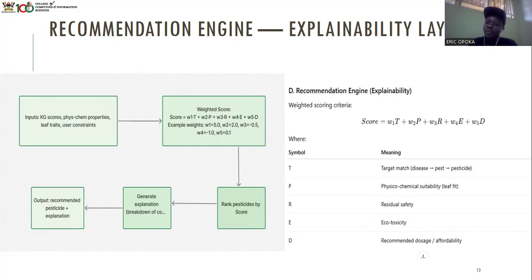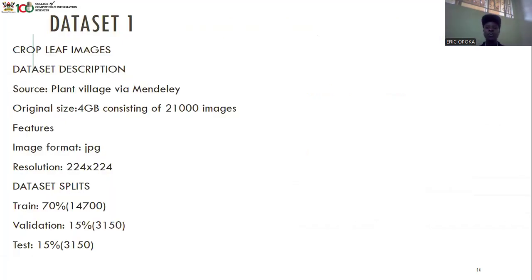Then we have the recommended dosage. This is the dosage you have to apply per spraying, let me say the amount of dosage per spraying. In this case, it also gives what we call affordability, because sometimes if you spray too much and it's expensive, it affects the farmer in one way or the other. So in that case, the farmer will be able to know what he or she has to do. So moving on, we have the data sets.